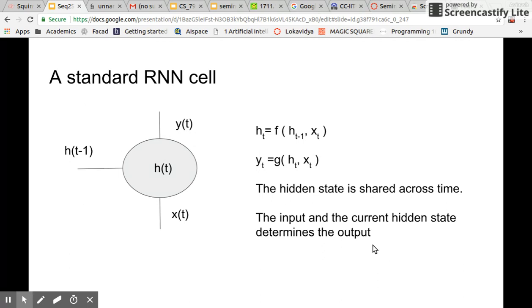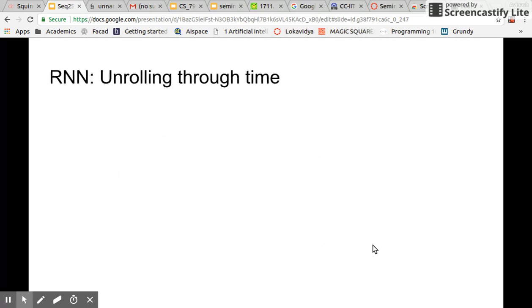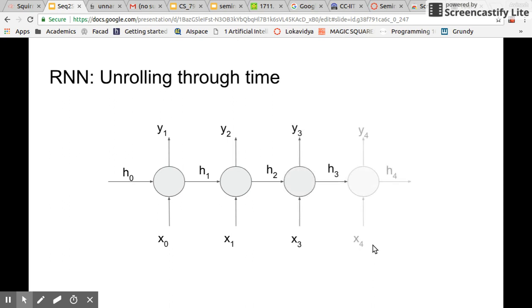Also, if we unroll the RNN through time, we get a figure like this. Using h0, we get h1. Using h1, we get h2, and similarly h3 and h4. These hidden states are temporally ordered, and will help us capture the temporal order in the given time series.